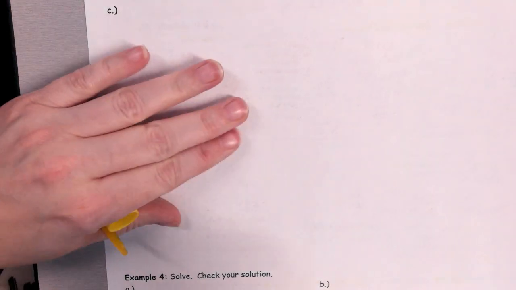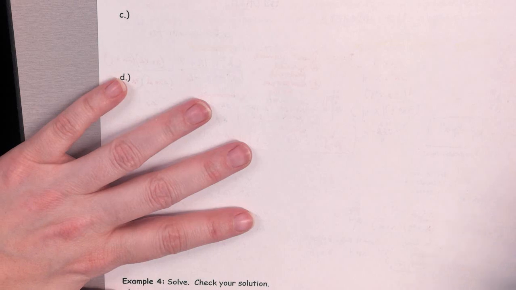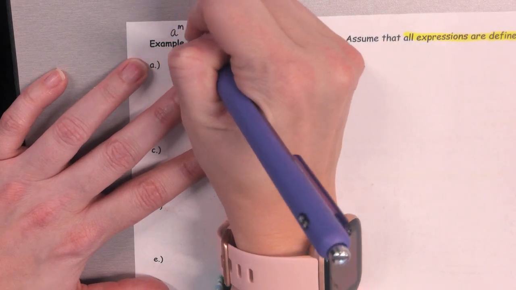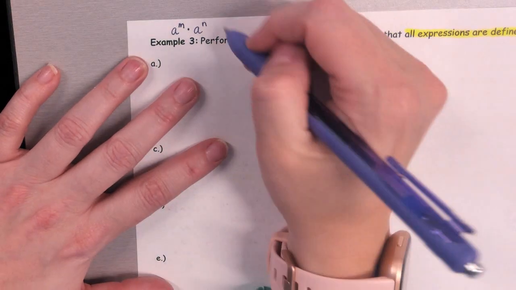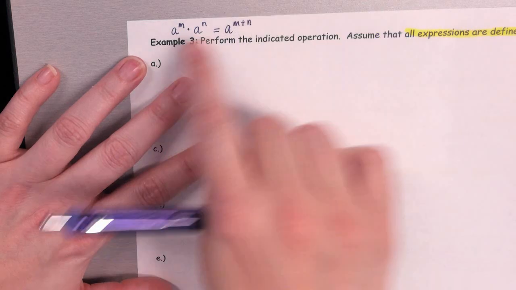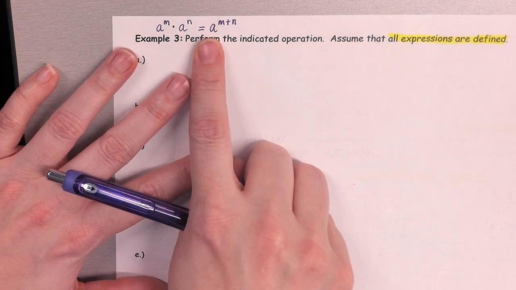For this next set, we again can assume that all expressions are defined, okay? And then the indicated operation, we're going to do more multiplying, but we're also going to do some dividing. So let's remember our rules of multiplying. If you have the same base and you multiply those variables together, what do you do with the exponents? Add them. Good. So this is the general rule that you would have learned in algebra.